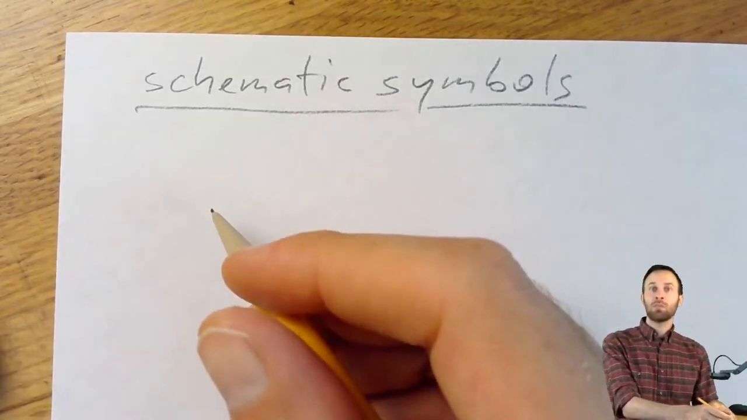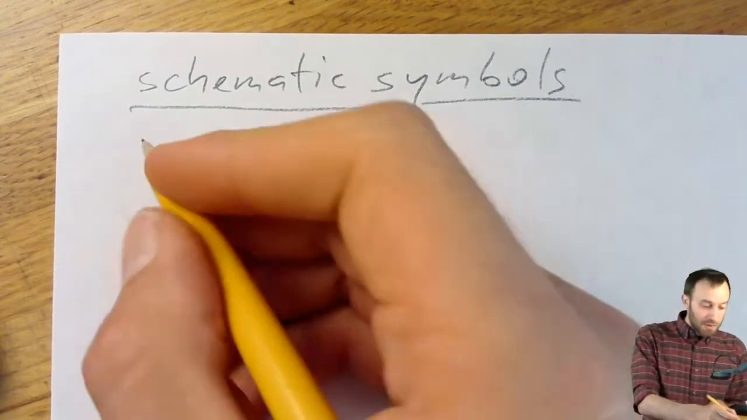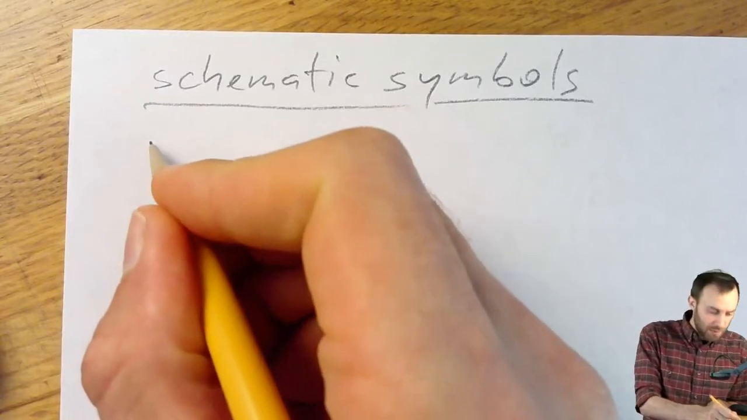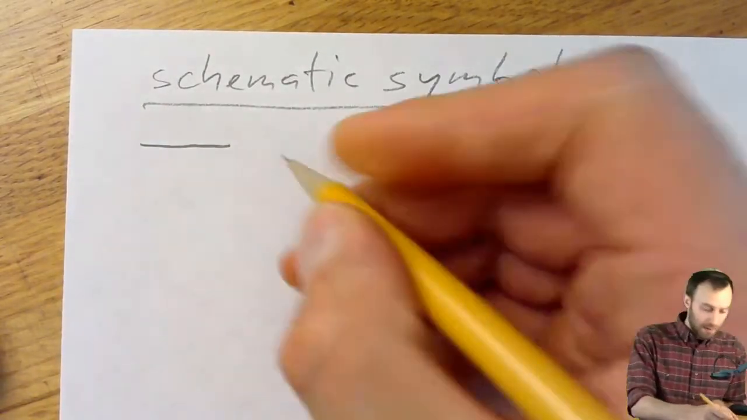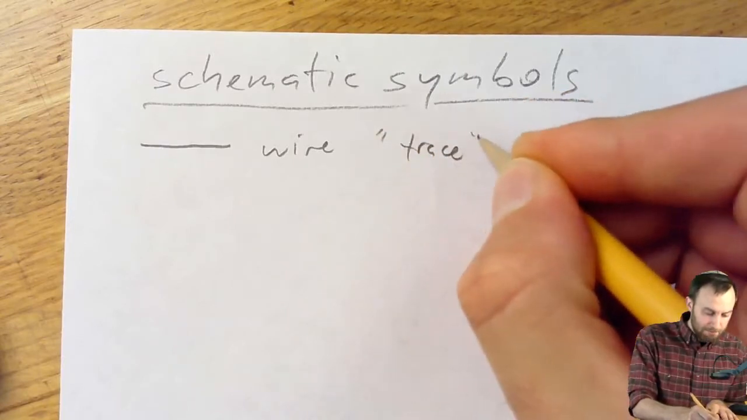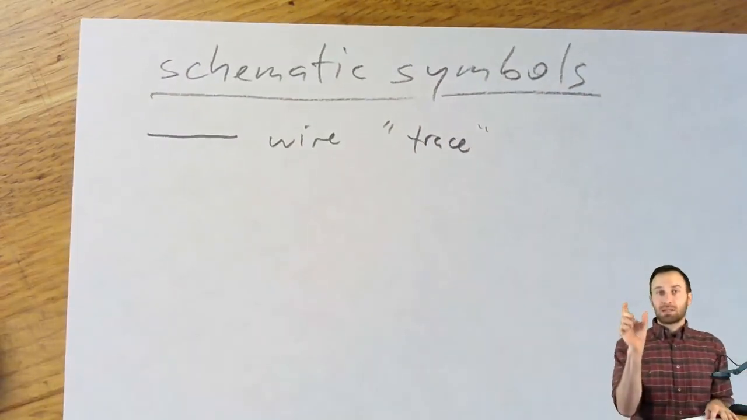So, symbols. The very most basic and the simplest thing that you'll ever need to draw is a connection between things, which is just a line. And this is the symbol for a wire. It's also called a trace. And all that means is a connection between two things.